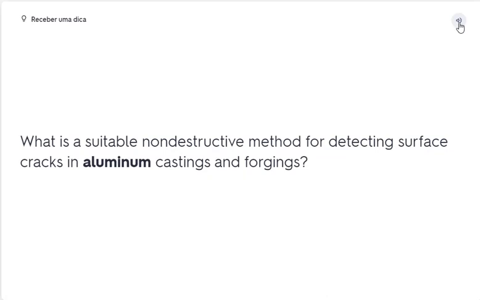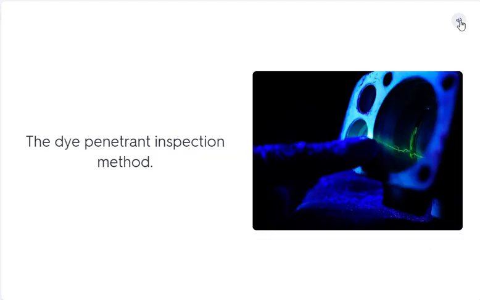What is a suitable non-destructive method for detecting surface cracks in aluminum castings and forgings? The dye penetrant inspection method.